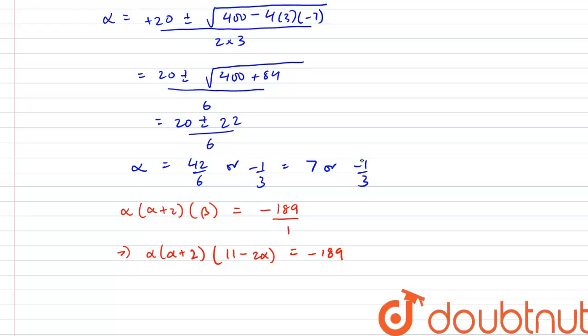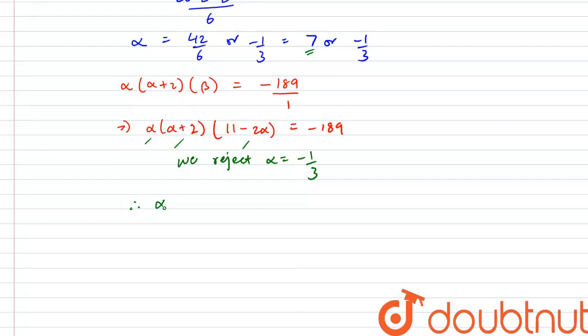Let us say if we have minus 1 by 3, this term would be positive, this term would be positive, but this term will also be positive. So if all of these terms are positive, then it can never produce a negative value. While on the other hand, if we have 7, then this is positive, and this will be negative. And then we will have minus 189. And you can check also. So we reject alpha is equal to minus 1 by 3, and we only take the value alpha is equal to 7, right? Therefore alpha is equal to 7. Why do we reject? Because this cannot produce a negative sign in the third condition.